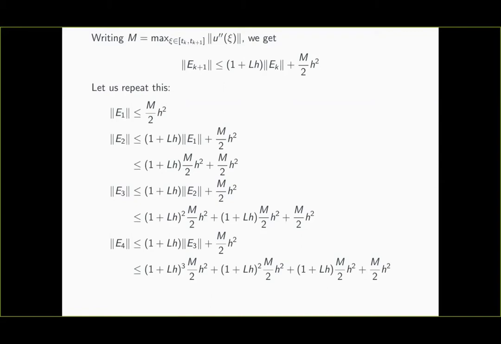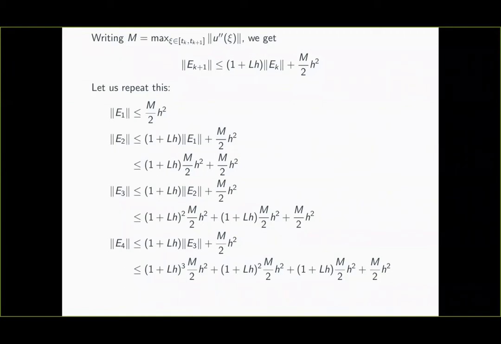So the Euclidean norm of E3 is bounded from above by (1 + LH) times the Euclidean norm of E2 plus M/2 h squared. And plugging this in, I get that this is bounded from above by (1 + LH) squared times M/2 h squared plus (1 + LH) times M/2 h squared plus M/2 h squared. So we begin to see a pattern here.